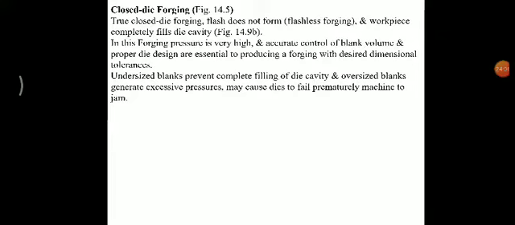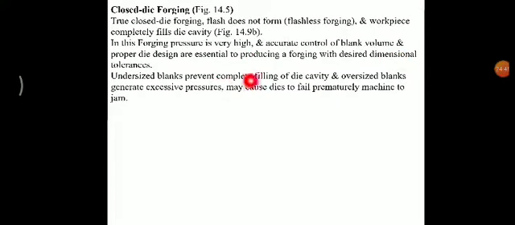In the true closed die forging process, the flash does not form and the workpiece completely fills the cavity. In this forging process, a very accurately controlled blank volume and proper die design are essential, because there is no scope to accommodate extra pressure. We don't have any flexibility to control the pressure inside the die by changing the gutter volume and the land, in order to produce the forging with the desired dimensional tolerances.